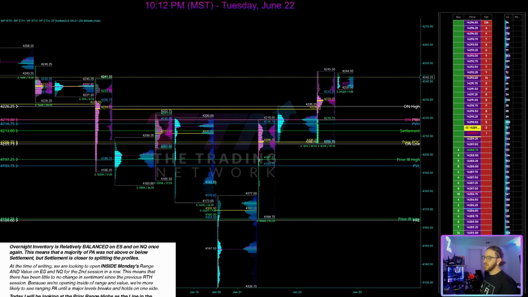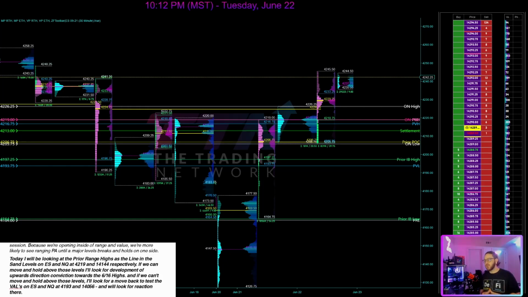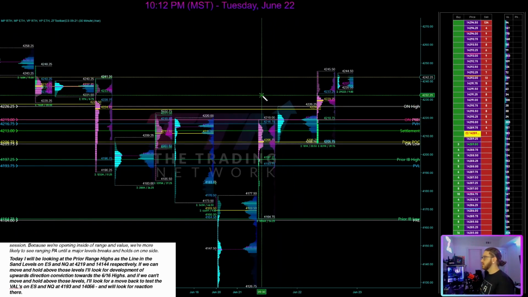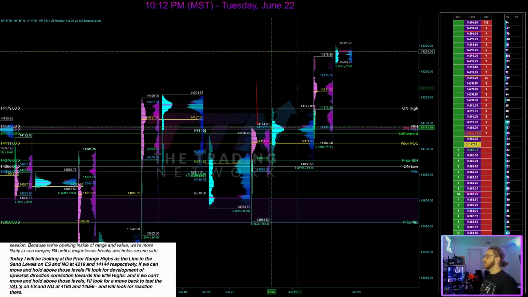And you guys can see as we move into our further analysis, today I was looking at the prior range highs as the line in the sand levels on both ES and NQ. So the line in the sand level on ES was 42.19. This is the prior range high. Flipping over to NQ, line in the sand level was 14.144.